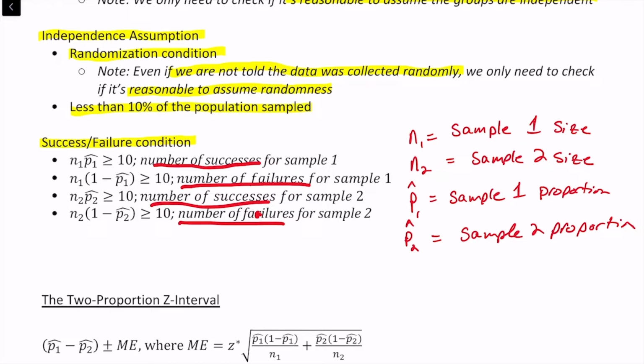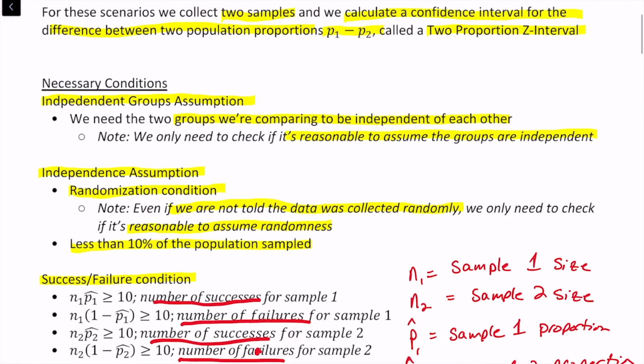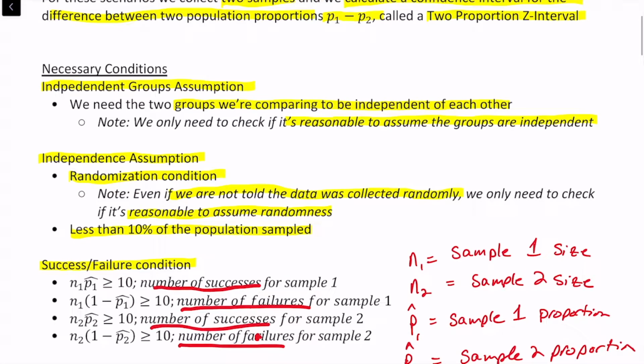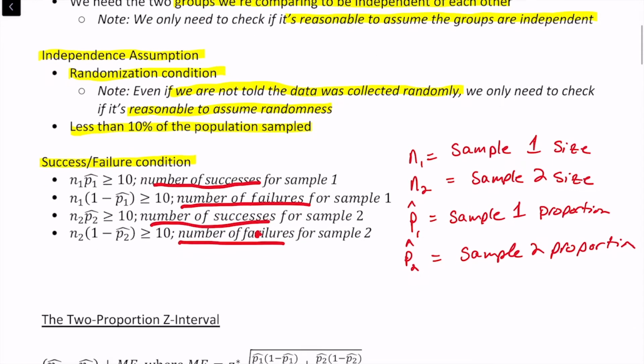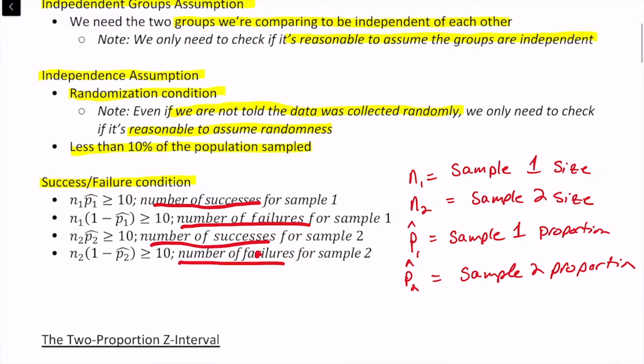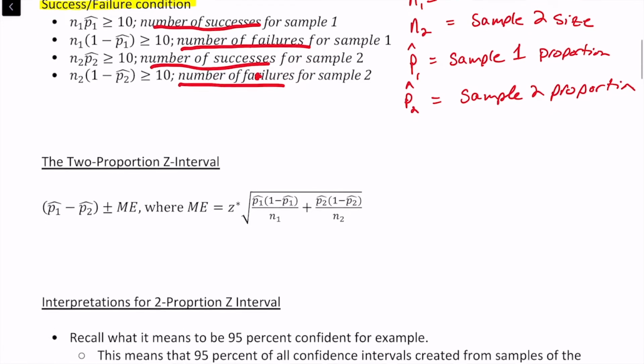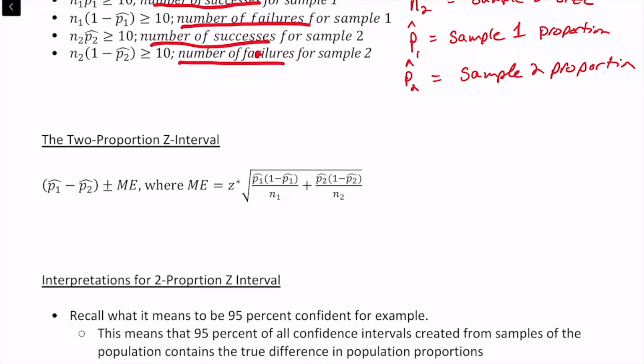If all of these conditions are satisfied, let's take it back from the top. We need independent groups. We need independence within the groups, and we check that by looking at the randomization condition and the less than 10% condition. And then we have the success and failure condition. If all of those are true, then we are able to calculate the two proportion Z interval.